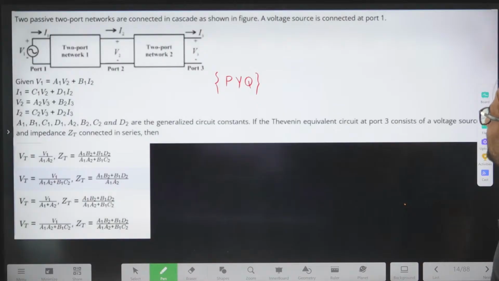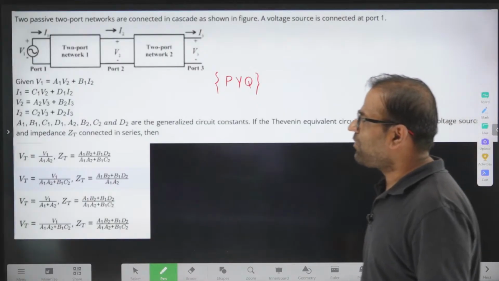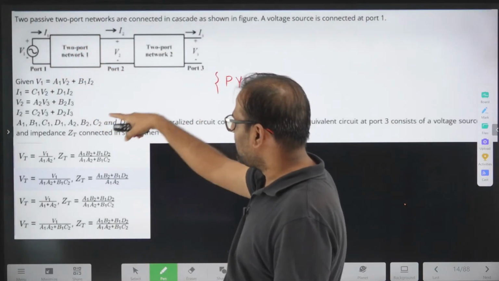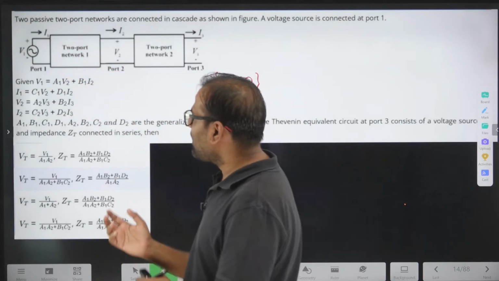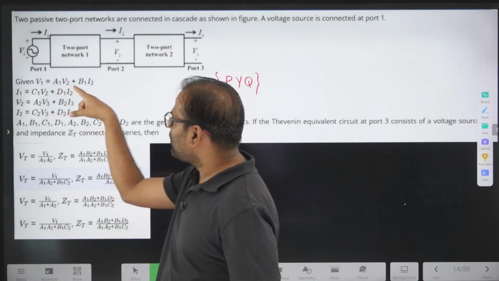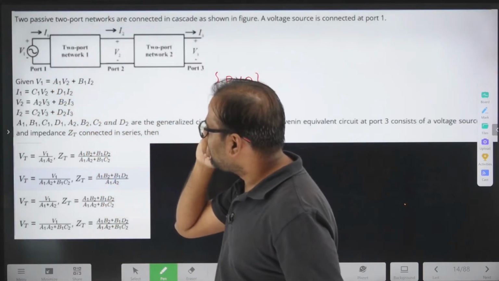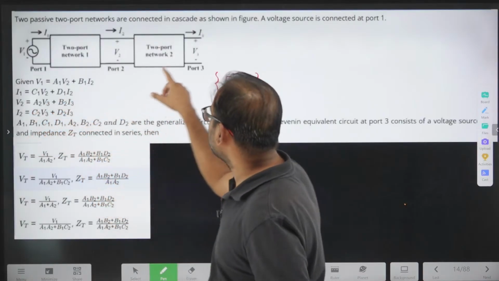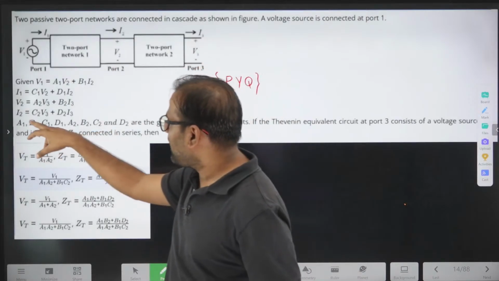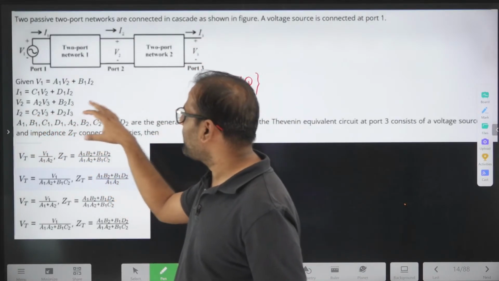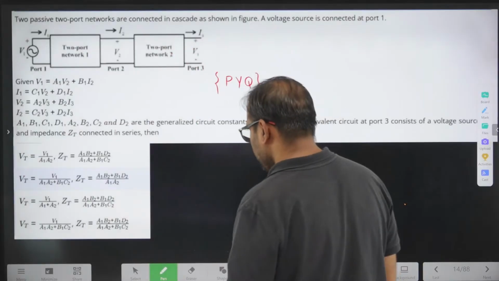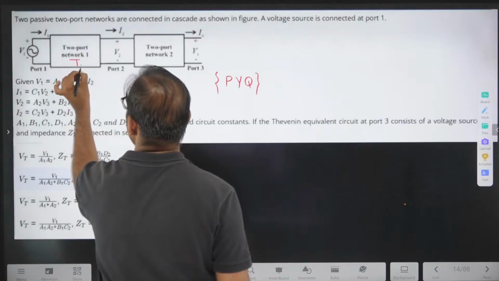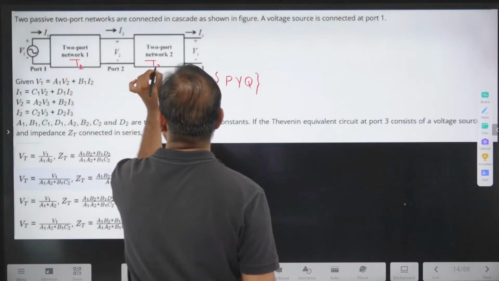The voltage source is connected at port 1. So this voltage is V1 and current is I1. This relationship is given. How are they defining V1? V1 is AV2 plus BI2 and I1 is CV2 plus DI2. V2 is AV3 plus BI3 and I2 equals CV3 plus DI3. For these two separate networks, if I call this T1 and this T2, the values of T1 and T2 are given.